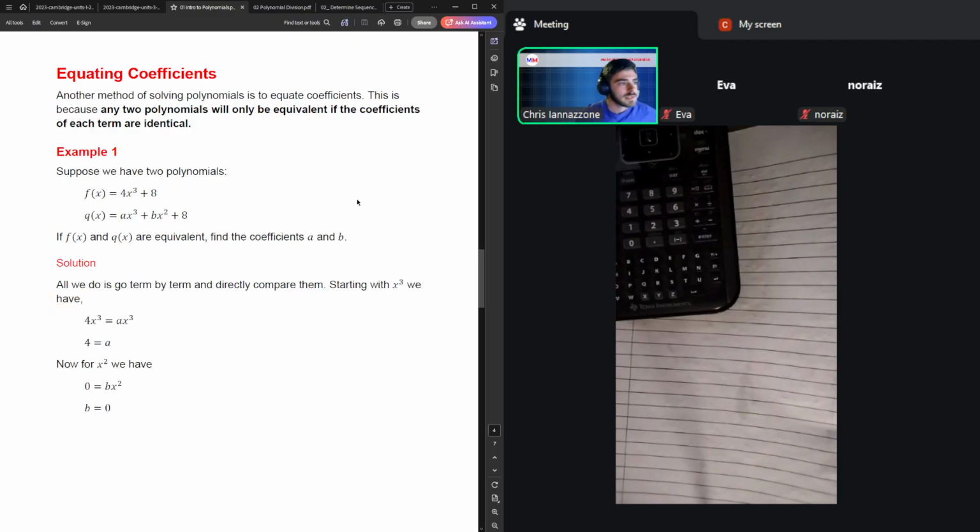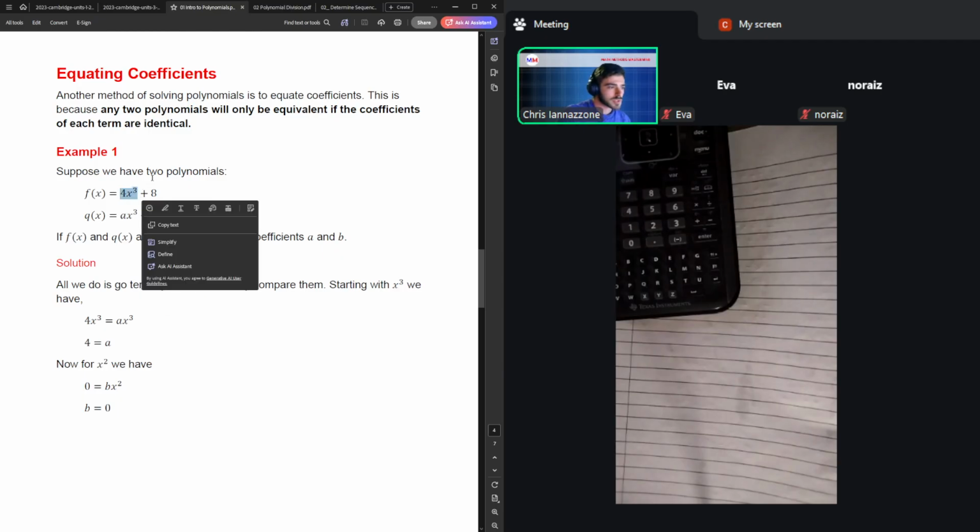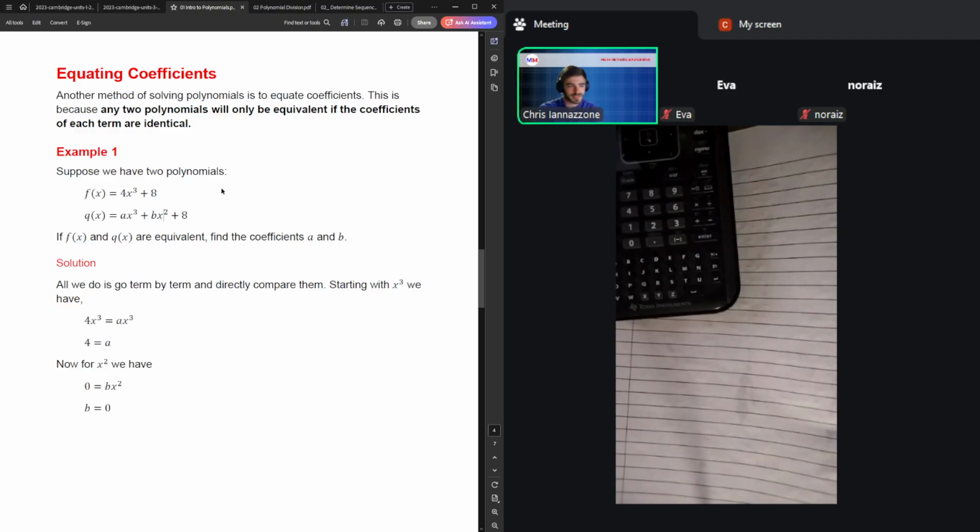Cool. One of the things you've probably already come across with quadratics, or even linear sometimes, would be this idea of equating coefficients. That's simply where if you have two functions that are identical to each other, you can go term by term, and because they are equal to each other, every single term in one polynomial, or any function for that matter, needs to be the same as every other term in that function.